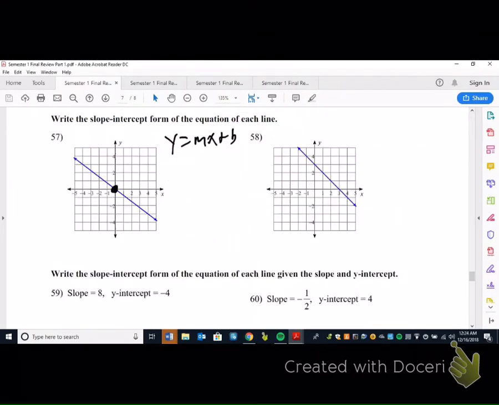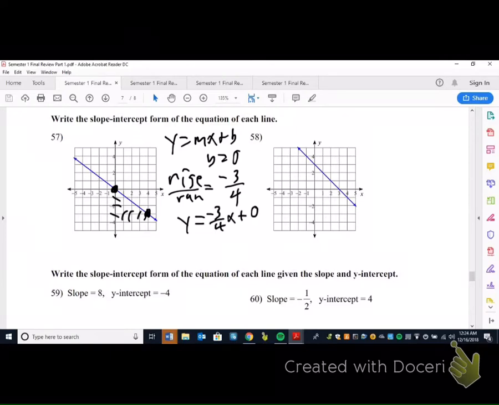So here we're asked to write the slope-intercept form of each line. That's y equals mx plus b. Here it goes to the origin, so b is equal to 0. And the slope, we go down 3 over 4. So the slope is going to be negative 3/4. So y equals negative 3/4 x plus 0, or just negative 3/4 x.